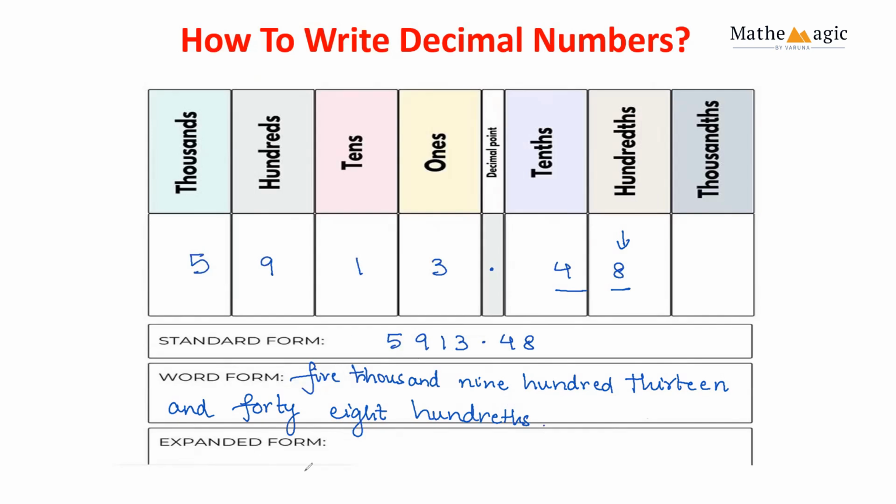Expanded form: we start with the thousands position, so 5,000. 9 is at the hundreds position, so 900. 1 is at the tens position, plus 3 is at the ones position. Then for the fractional part, we add 4 by 10, plus 8 is at the hundredths position, so 8 by 100.